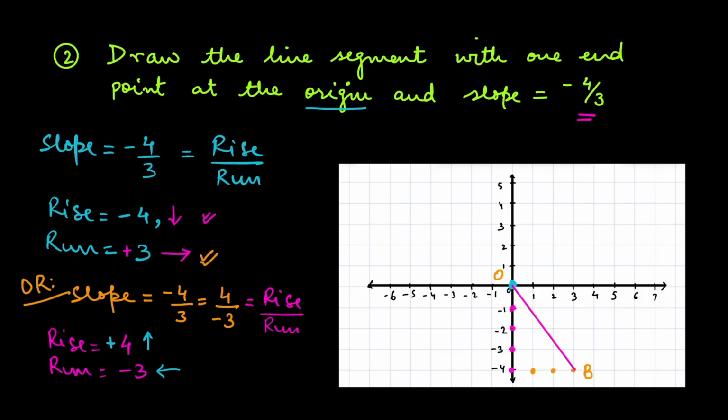Now how do we count this one? First we count 4 units upward from origin. So 1, 2, 3 and 4. Then 3 units towards left. So where we ended, 1, 2 and 3. So this is some point I'm marking as C. Now if we join OC, we can see that this OC segment also has the slope -4/3 and OB also has the slope -4/3. So whichever segment we draw, both will be considered correct.